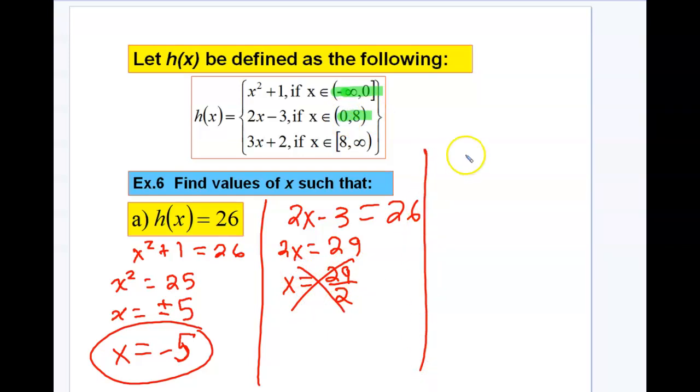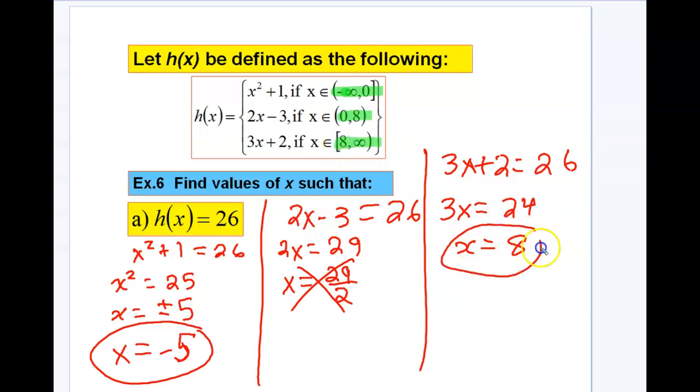In the last case, we're going to let 3x plus 2 equal 26. Again, solving for x, I get 3x is 24, and x is equal to 8, and 8 is part of that domain, so this is an acceptable answer. So those would be my two solutions for this question.